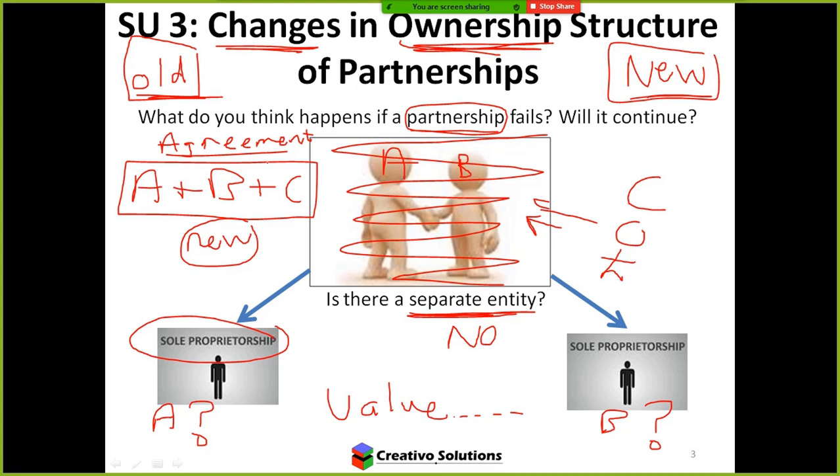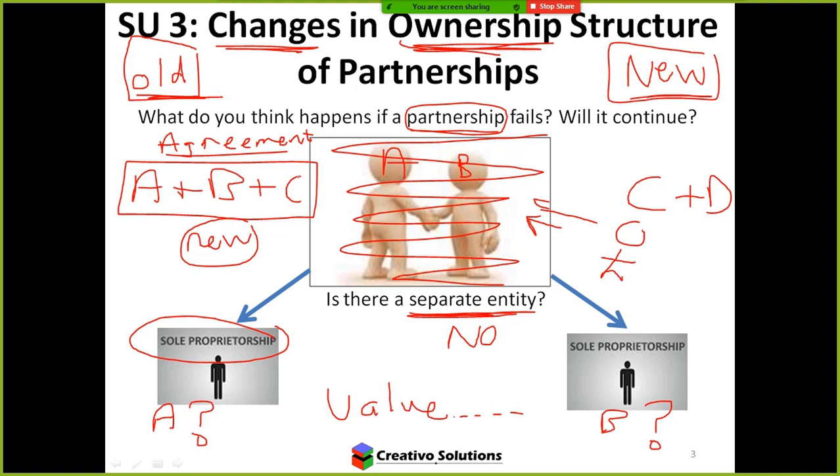Because it's a business, the business is going to run normally, but with three individuals running the business instead of two. And what happens now if we bring in D? Now we're expanding the partnership. Lawyers, doctors, accountants, those type of people do these things. They sign agreements because they bring in new partners.